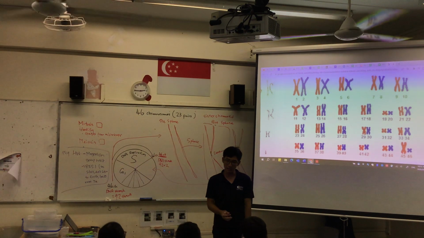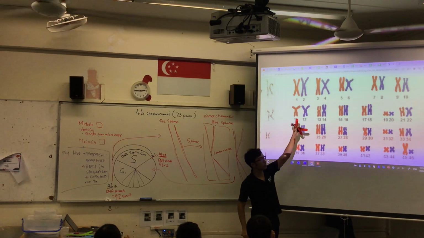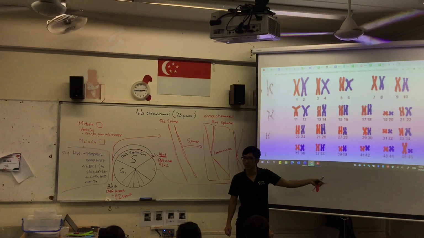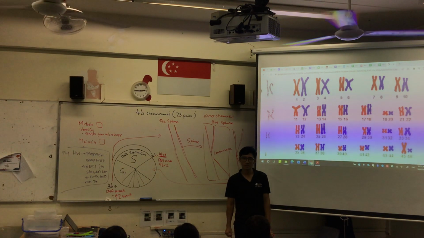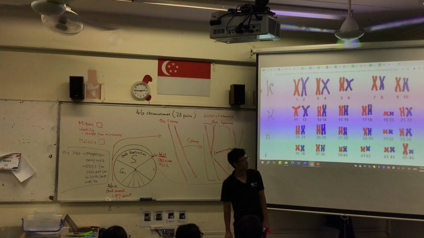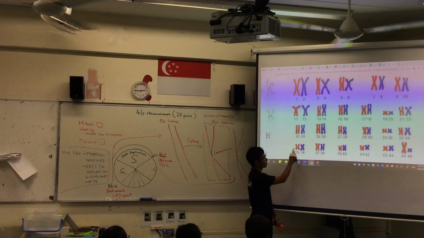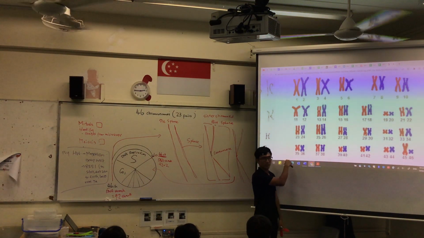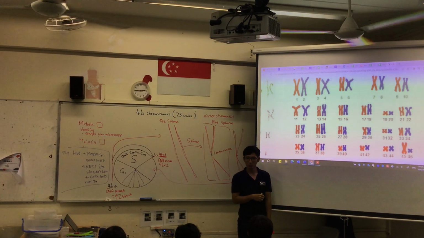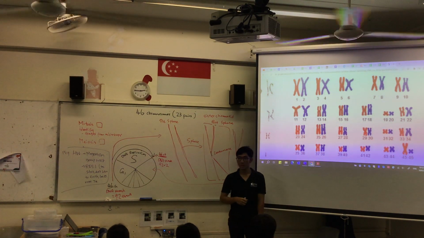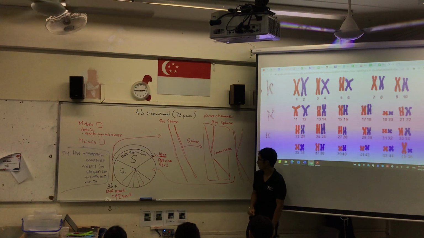So then we test your understanding. You look at the 46 chromosomes here. How many sister chromatids are there? 46 times 2. Yeah. Every chromosome has 2 sister chromatids attached to each other.